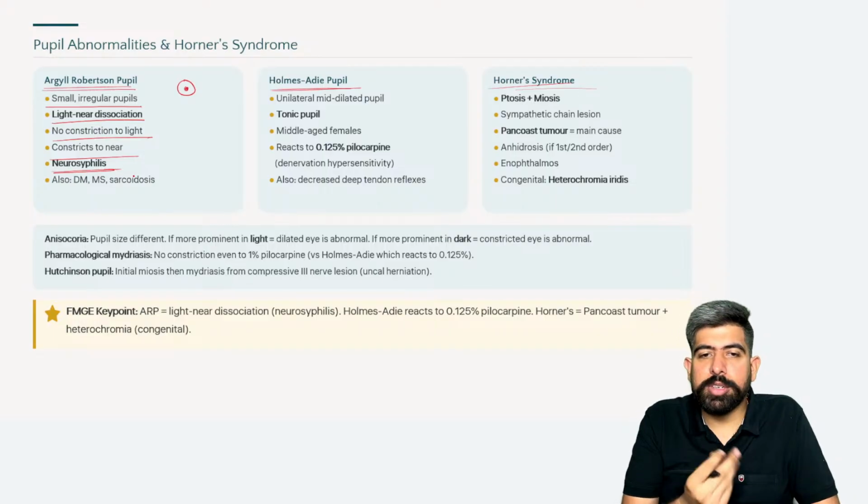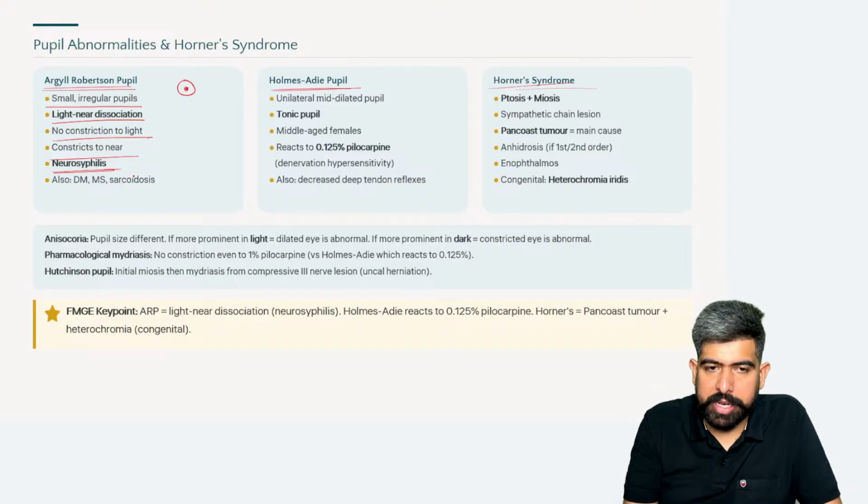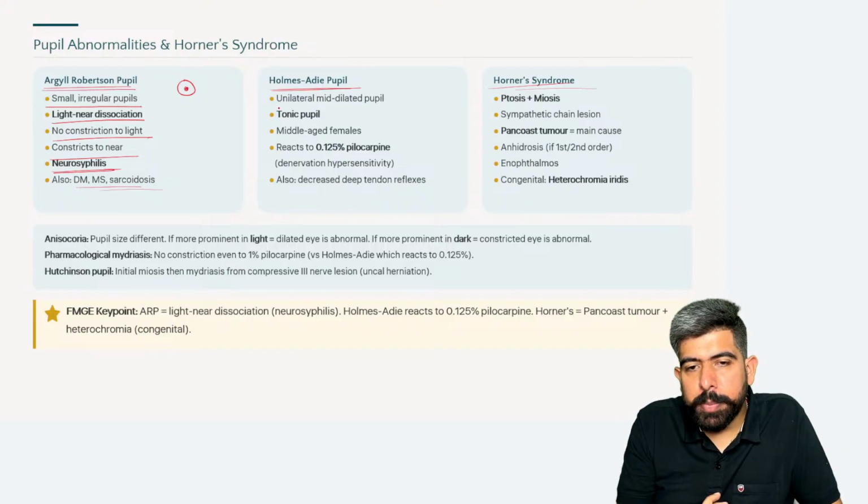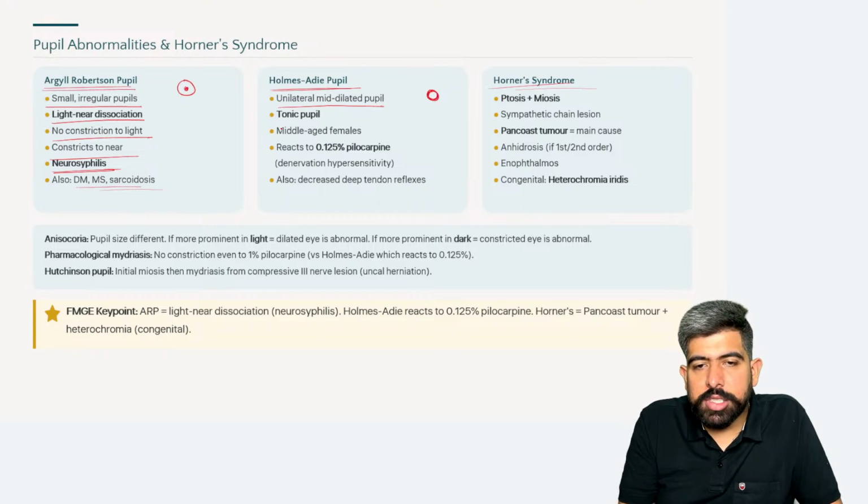The Argyll-Robertson pupil is most commonly seen in neurosyphilis, right? Also, it can be seen in multiple sclerosis, diabetes mellitus, or sarcoidosis. But what about the Adie tonic pupil? There is a unilateral mid-dilated pupil. It means it is not constricted, not dilated. It is called the mid-dilated pupil, and it is called the tonic pupil in middle-aged females.